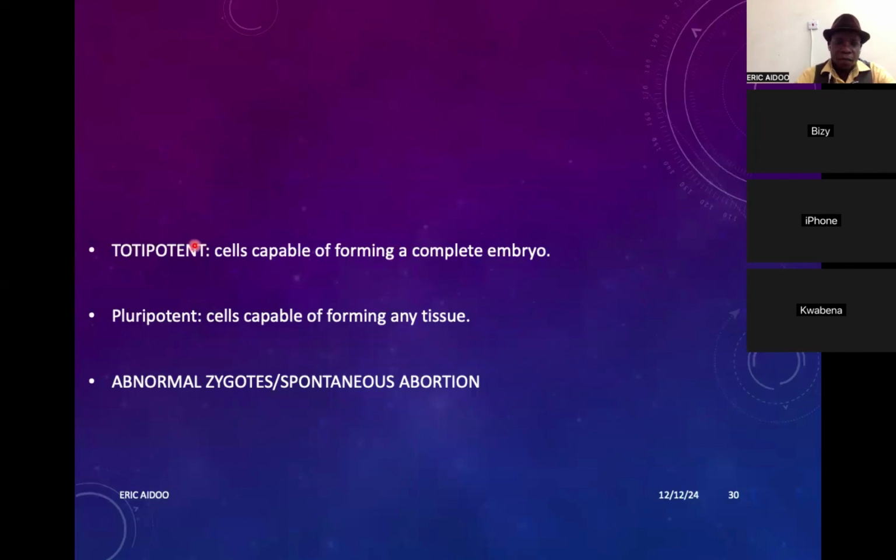So there are a few terms I want you to consider: totipotent cells, pluripotent cells. The totipotent cells are capable of forming a complete embryo. So any of the blastomeres can be taken out and put in a medium, and then it will grow and become a full embryo. So we call that a totipotent cell. Then pluripotent cells are capable of forming any tissue. So they are usually what we call mesenchymal cells, okay, or stem cells. So they are pluripotent.